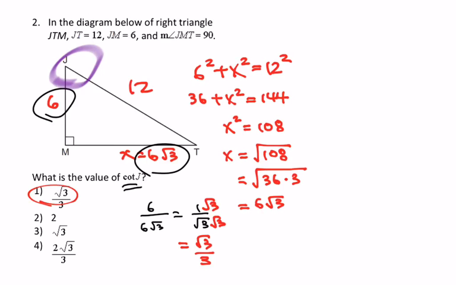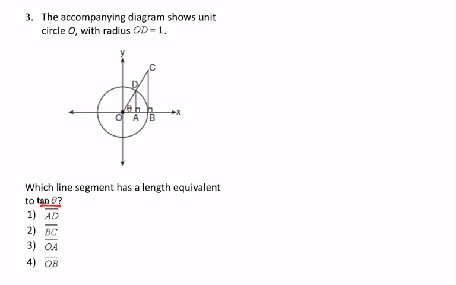Then let us look at number 3 here together. How do you find the tangent? The tangent line segment is in fact literally tangent to the circle. So we get CB or BC as the answer. All right, let's look at the next question.